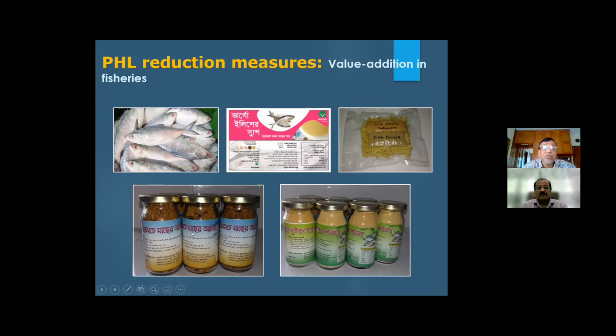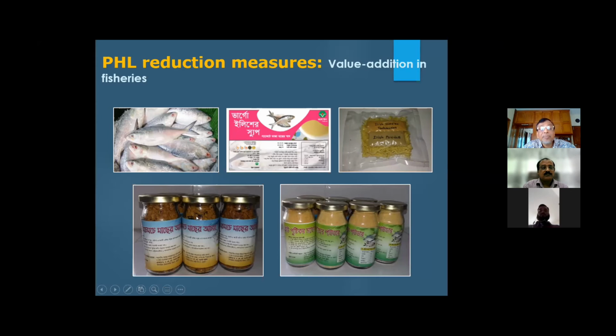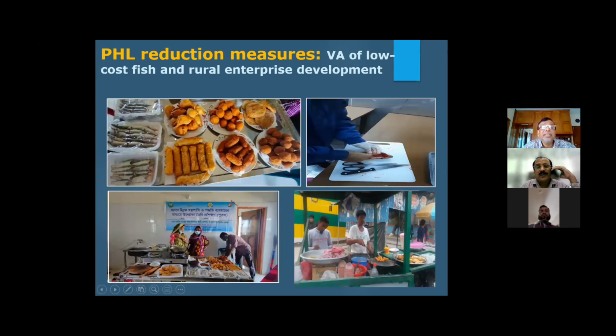And we have also added value to low-priced fish, for example, tilapia and Pangasius catfish. So these are very low-priced fish in the market. Farmers are getting a very low price and not getting much profit, and that's why we have added value. And these products are being marketed commercially in Bangladesh. And these are the local entrepreneurship developed in the capture fisheries.